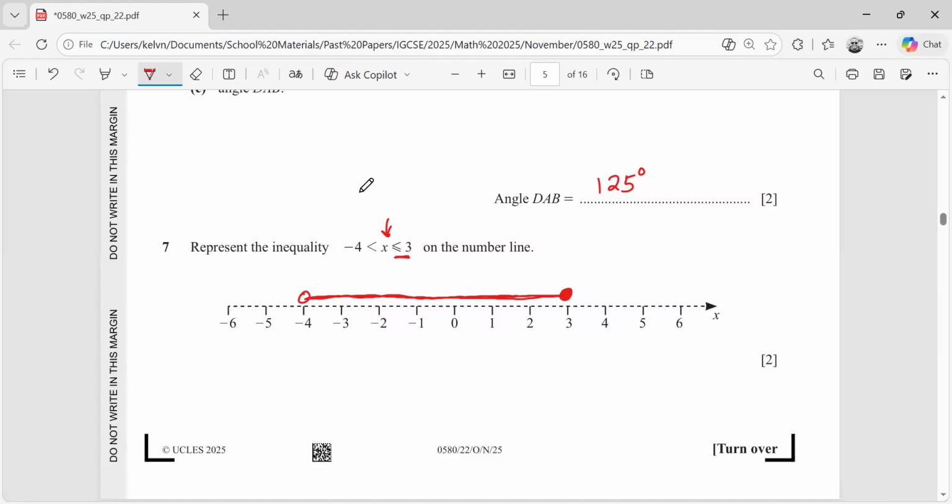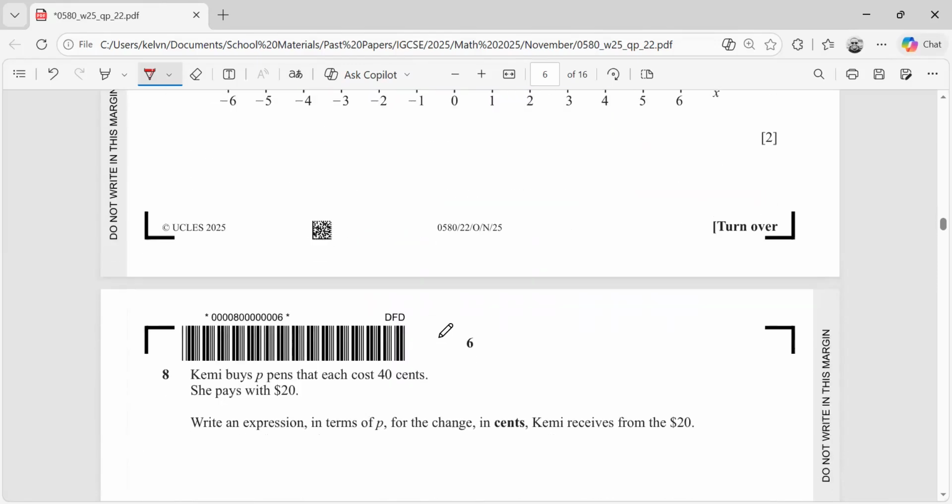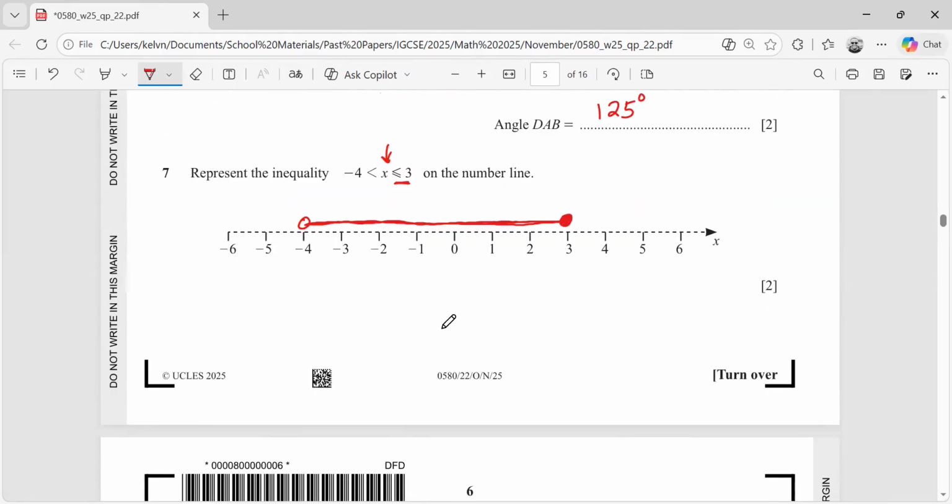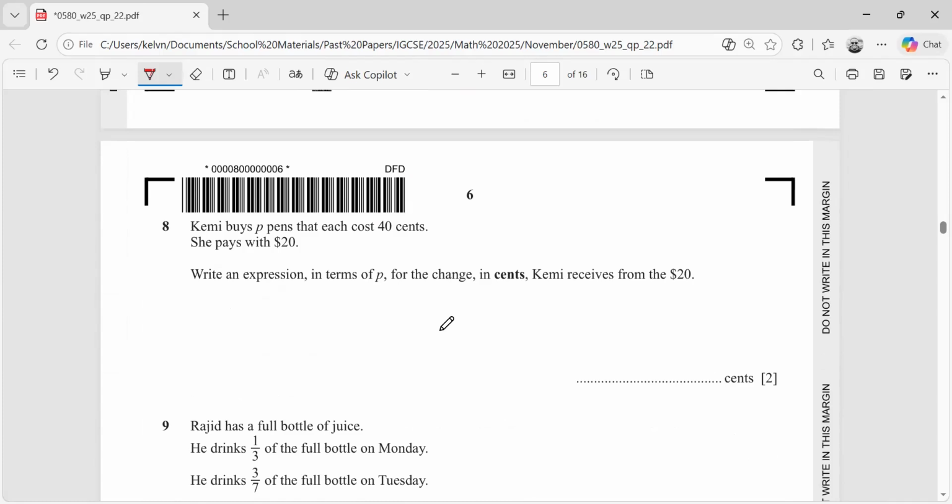Okay. If you are still struggling with inequalities, you want to make sure you have a good grasp of this. So it's a very, very easy concept. Once you get a hang of it, you're good to go. Okay, great. So that's number 7. Let's move on to number 8.